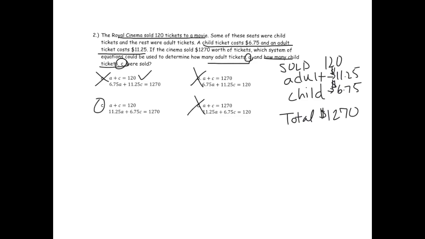Now let's make sure. A plus C equals 120. That means we sold a total of 120 tickets between the adults and the children. And adult tickets are correctly labeled as $11.25. And then children tickets are $6.75. And we set it equal to the total money that was earned from this, and this was $1,270. So that was really like a process of elimination question.